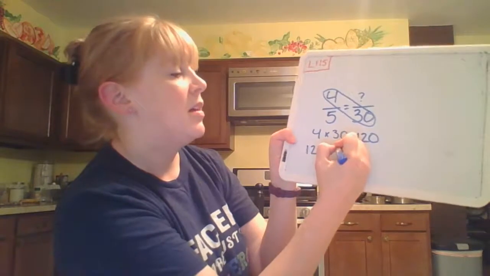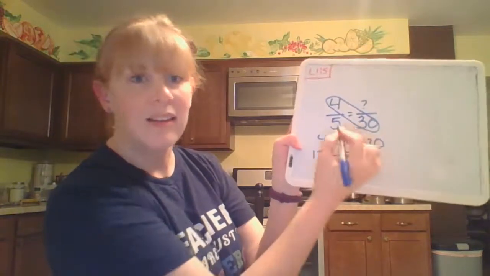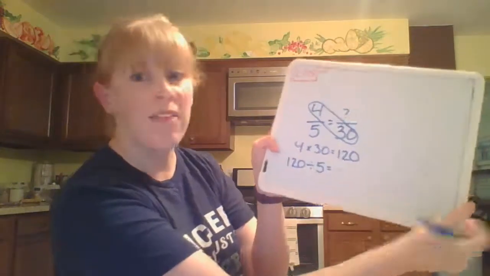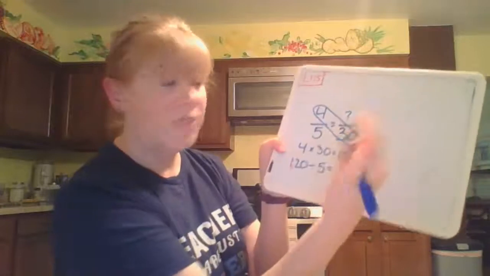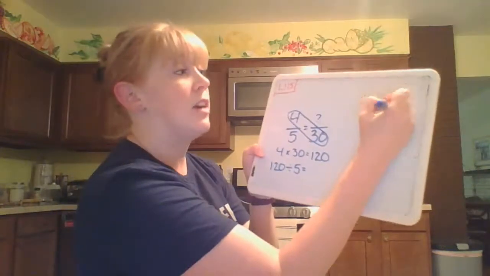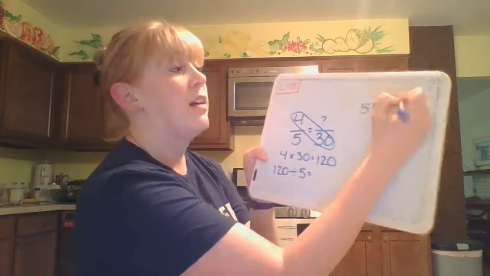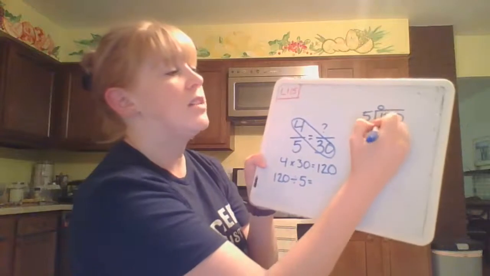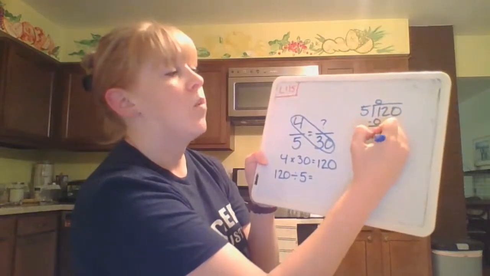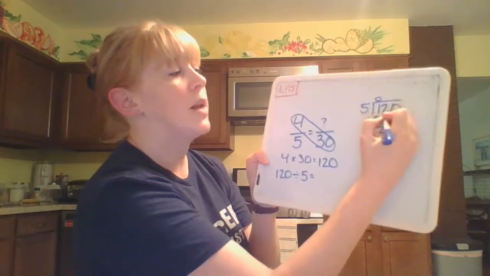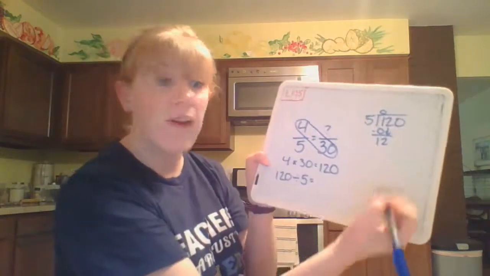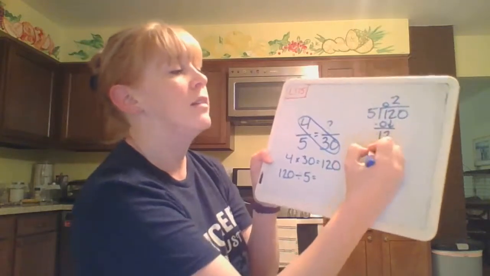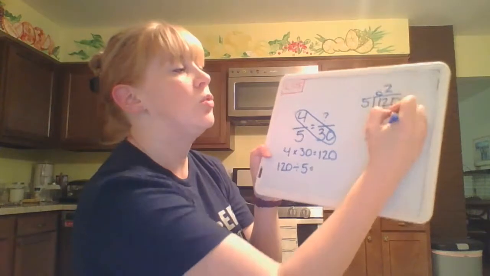Divide it by the number outside the loop. 120 divided by 5. Maybe you can look at that and figure it out. Maybe you need to set it up like long division. That's fine. 1 divided by 5, I can't do that. I need to use a placeholder. 0 times 5 is 0. 1 minus 0 is 1. Bring down my 2. I can divide 12 by 5. 5 can go into 12 2 times. 2 times 5 is 10. 12 minus 10 is 2.